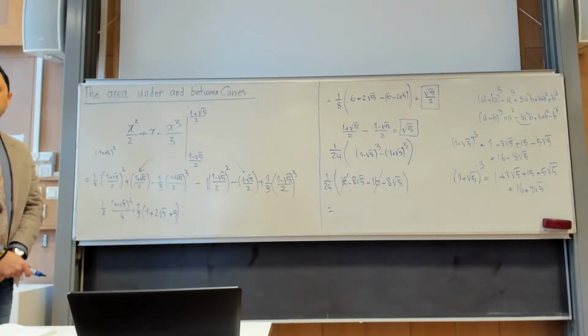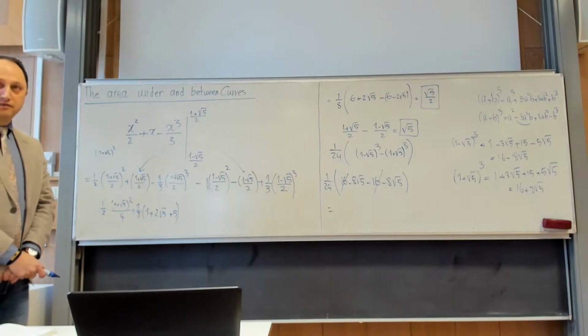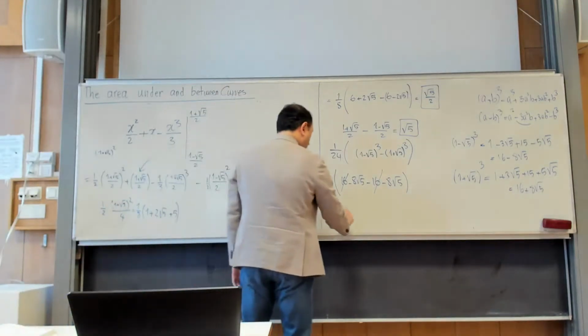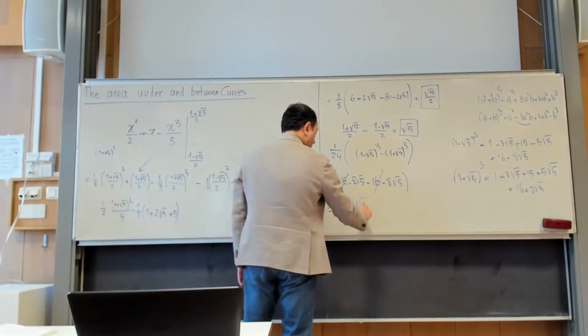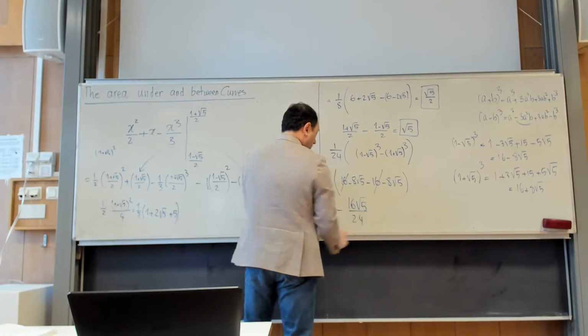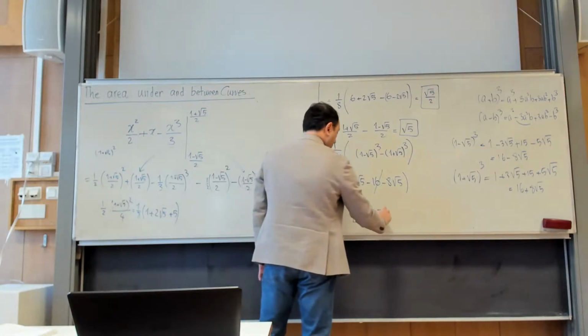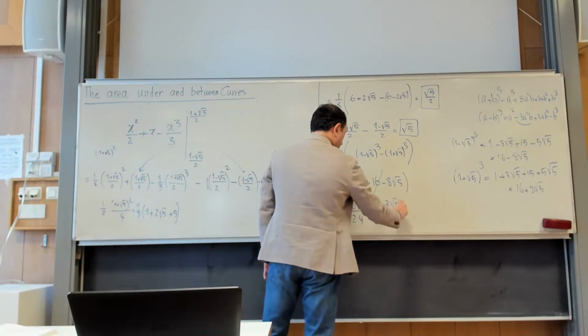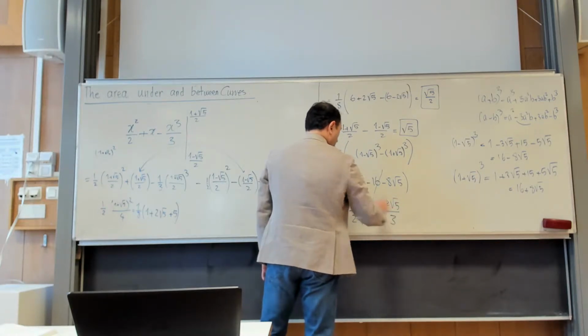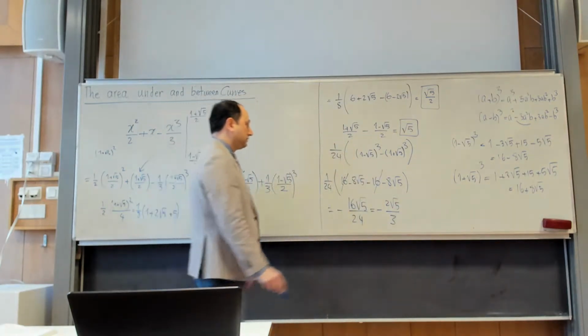Two over 3 times square root of 5. Negative. Yeah. Yes. So it becomes minus, if I want to write it, minus 16 divided by 24, but you immediately realize you can simplify by 8. Okay?